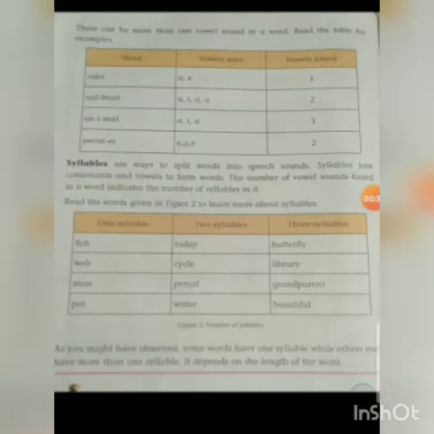There can be more than one vowel sound in a word. Read the table, for example. The words are given, then the vowels seen and vowels heard. Cake, the vowels seen are A and E, and the vowels heard are 1. Sailboat, the vowels seen are A, I, O and A, and the vowels heard are 2, sail and boat. Animal, the vowels seen are A, I, A, and the vowels heard are 3. Sweater, E and E are the vowels seen, and the vowels heard are 2.